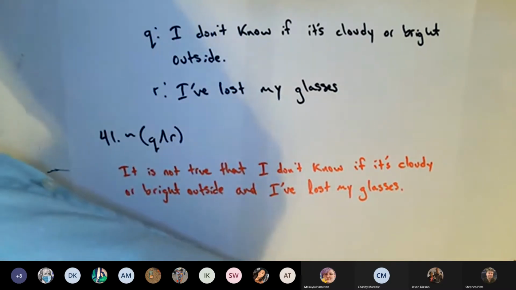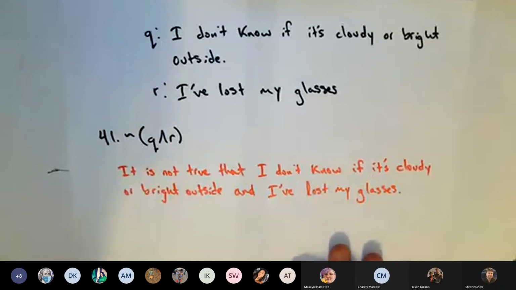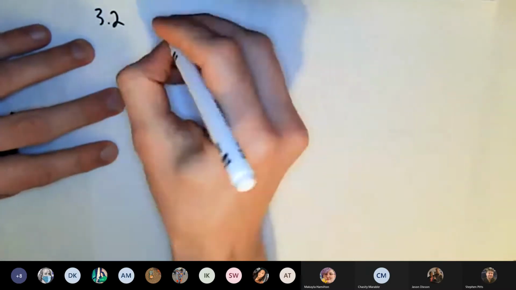Okay, let's move on now to section 3.2, which is truth tables. That's enough practice just getting familiar with the symbols. Let's talk about truth tables. And what the heck does that mean? All right, 3.2 is truth tables.